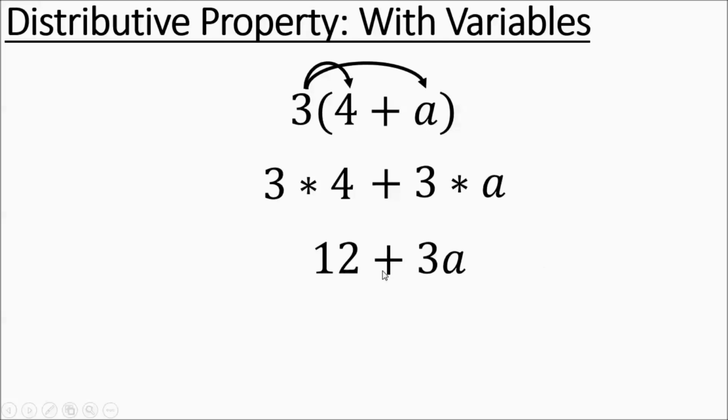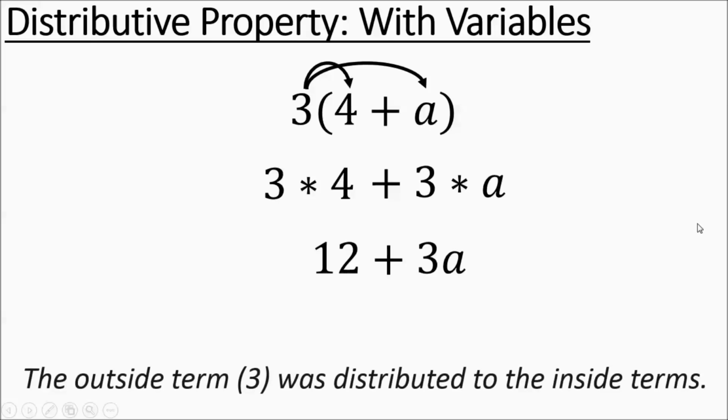And this is all you can do with it. You've distributed the 3 to both terms, and you're done. You can't work this out any further. So the outside term, the 3, was distributed to the inside terms.